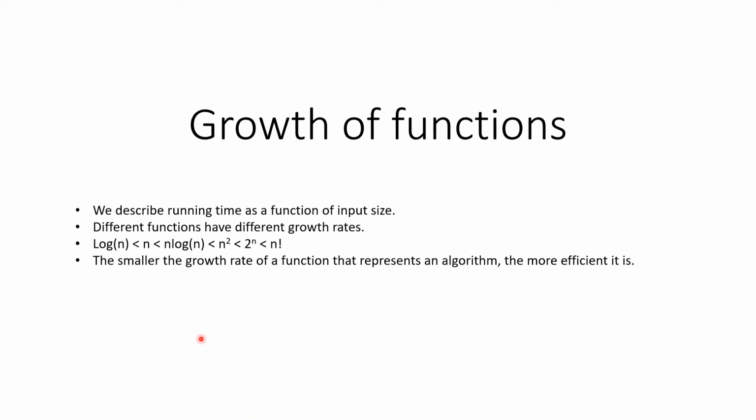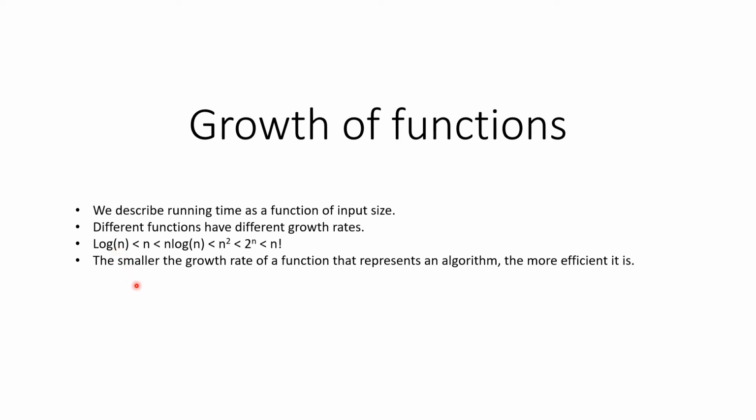So in order to understand big O notation and how it provides us a framework where we can label functions with their runtime, we need to understand the growth of functions first. We describe running time as a function of input size. Different functions have different growth rates. For example, if n is our function's input, so n is a number.